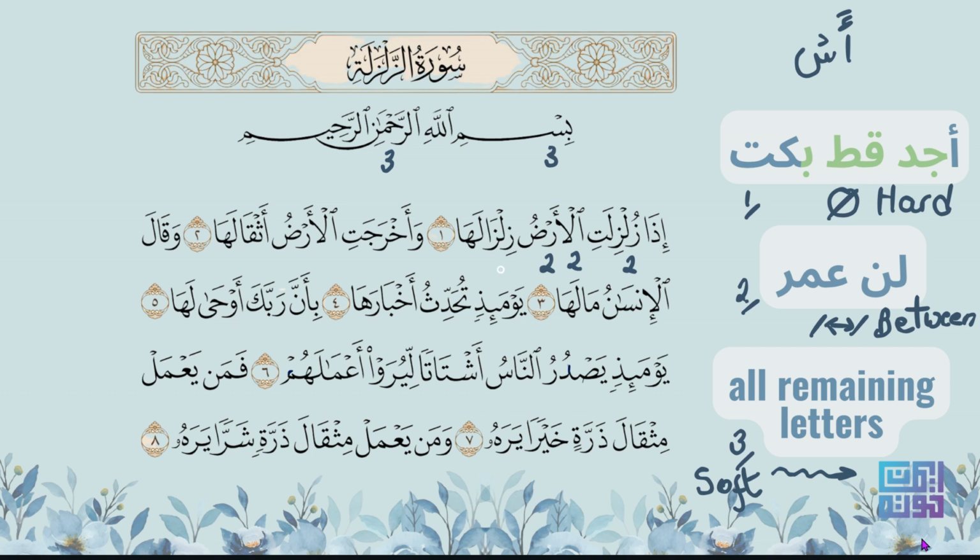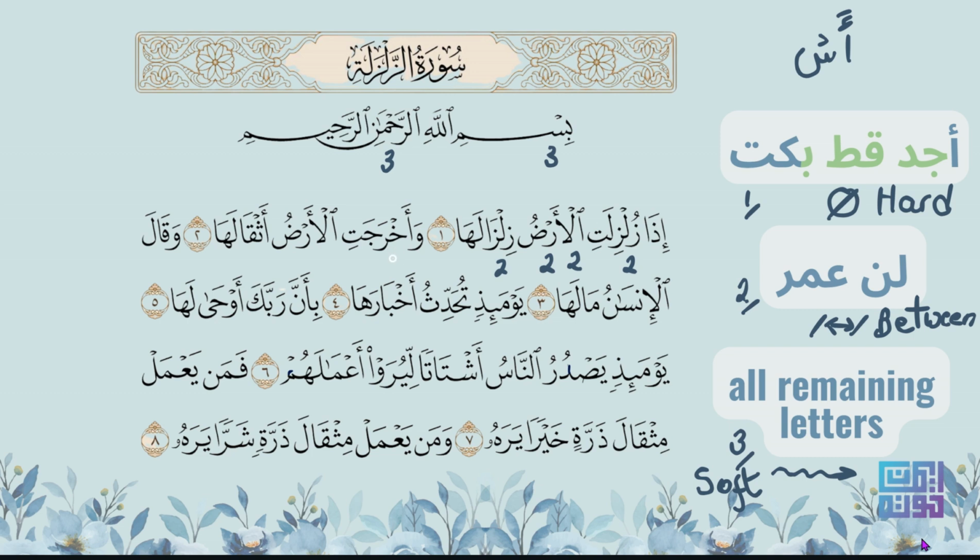And again here we have a lam. Zilzalaha. Category number 2. Okay? So this belongs to category number 2. All those 4 letters are in between letters. إذا زلزلت الأرض زلزالها.